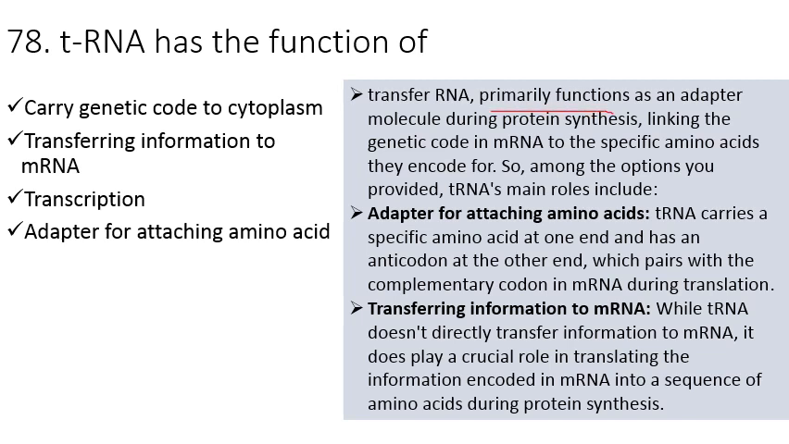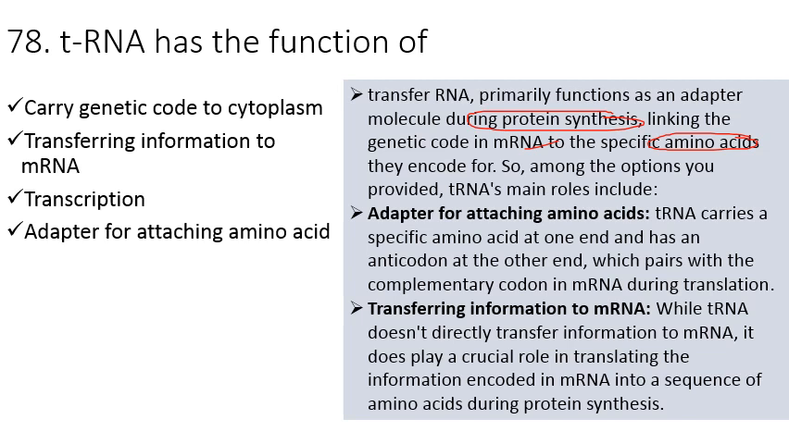This transfer RNA primarily functions as an adapter molecule during protein synthesis, linking the genetic code in mRNA to a specific amino acid. This is the main function of this tRNA. They encode, meaning the message which is conveyed by messenger RNA, and this tRNA helps to bring the particular amino acid according to the codons which are present on mRNA.